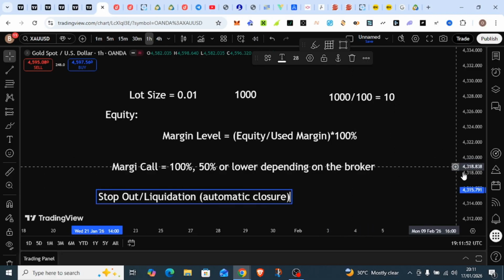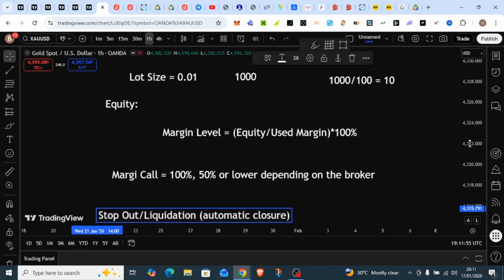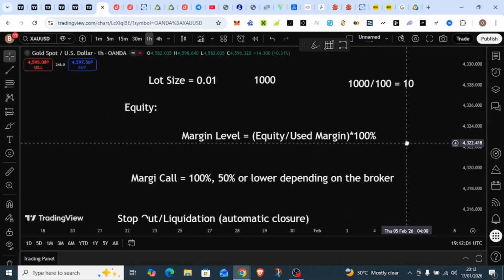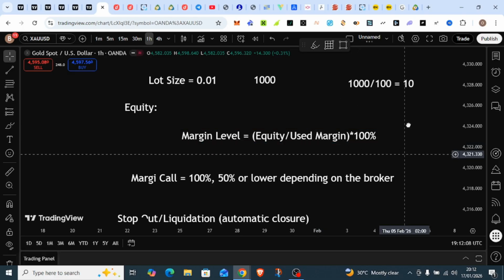So I believe this has explained leverage very well. I will still do a video on how to avoid liquidation. If you have any question, let me know in the comment section.